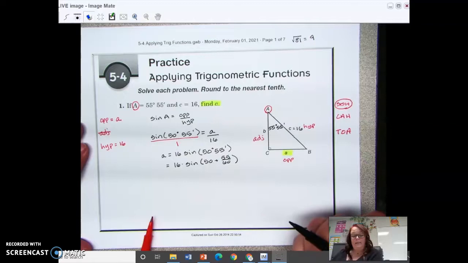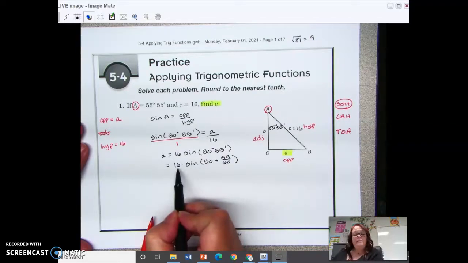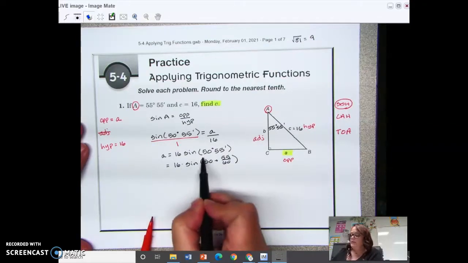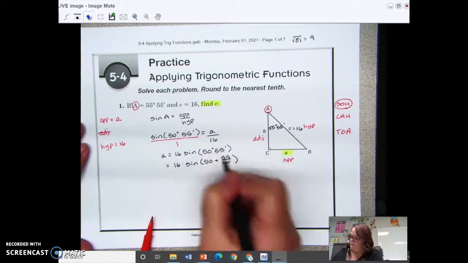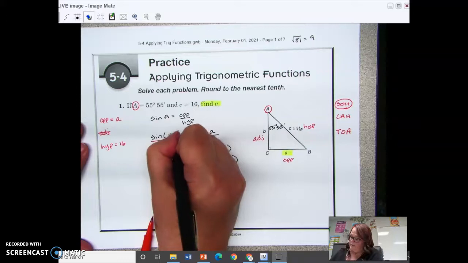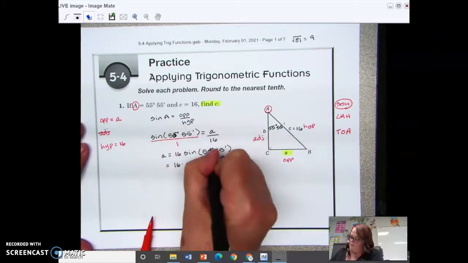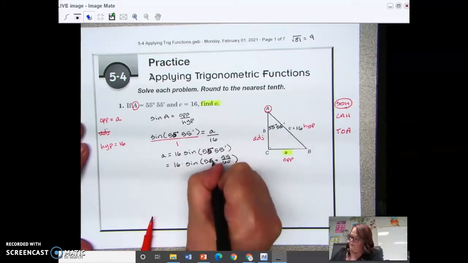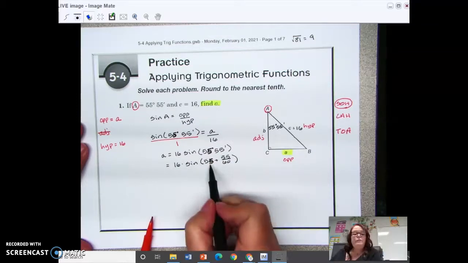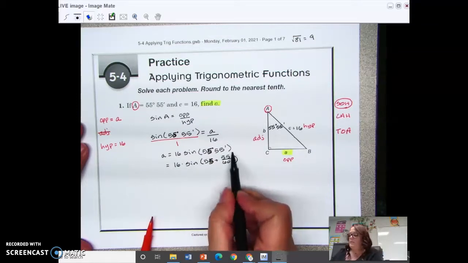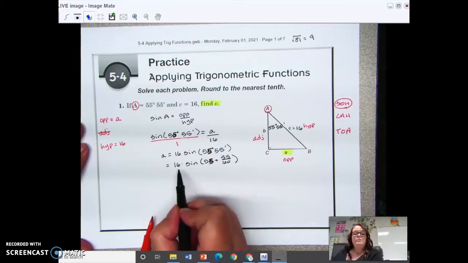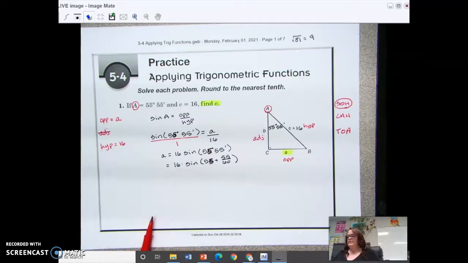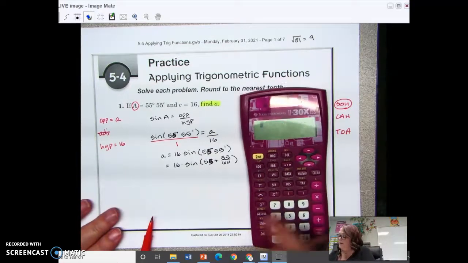If you have a backward-thinking calculator, then you're going to type in 16 times, then do the parentheses, 55 plus 55 over 60. Sorry, there should be a 55 here, here, and here. That is my bad. So it's 55 plus 55 over 60. Close that parentheses and then do the sine. And then don't forget to press equals because without equals, we don't multiply by the 16.